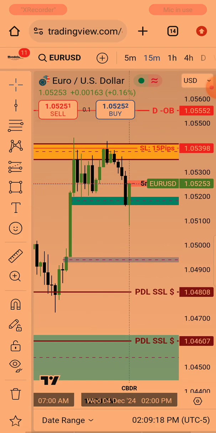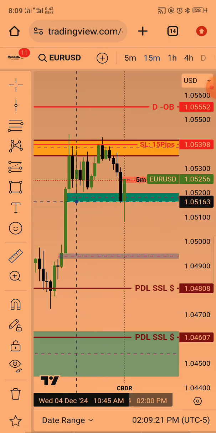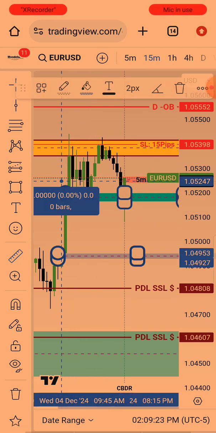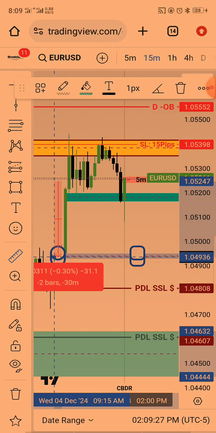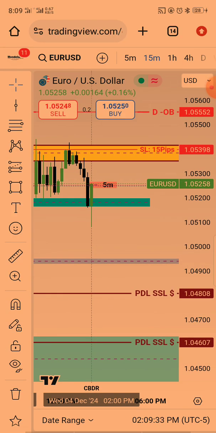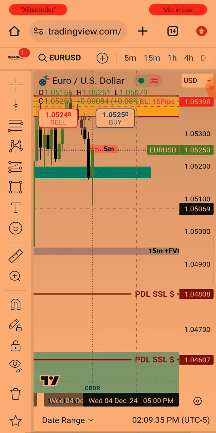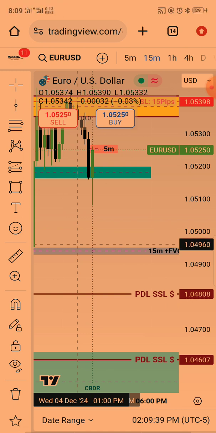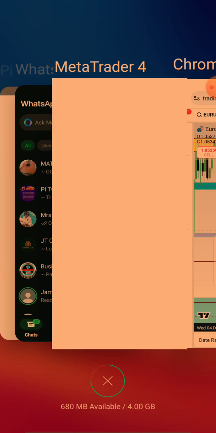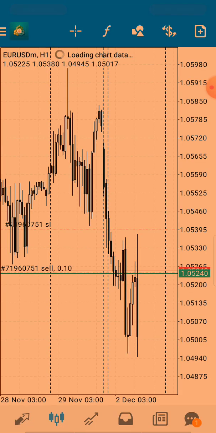So my first TP will be here, at this fair value gap, which is 30 pips. The number I'm going to put in there should be 1.04960.